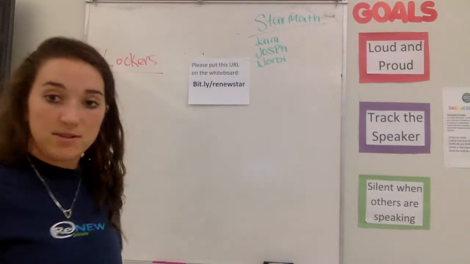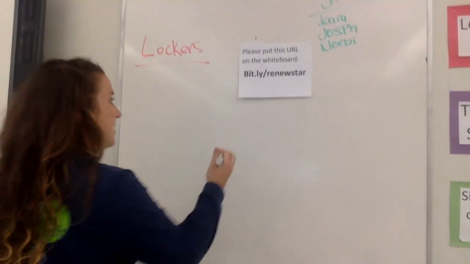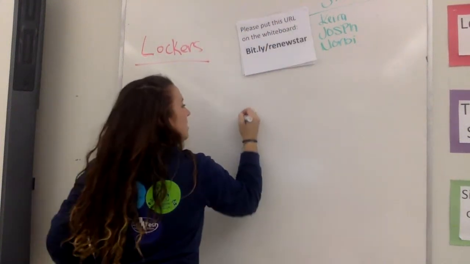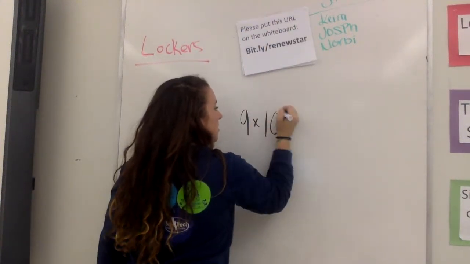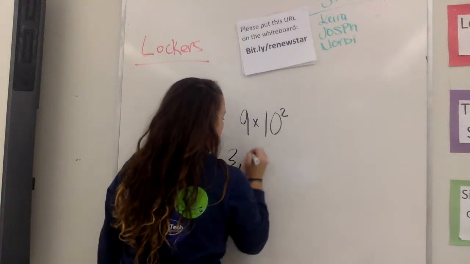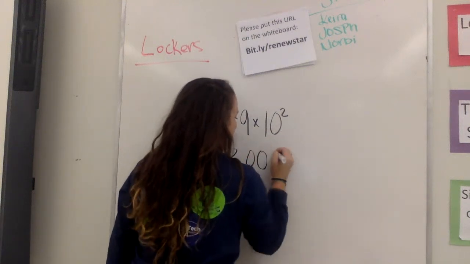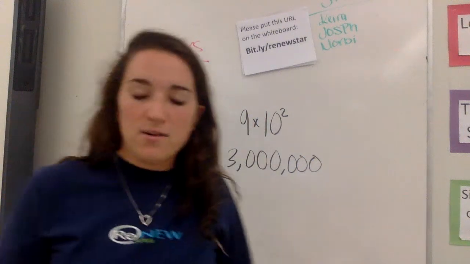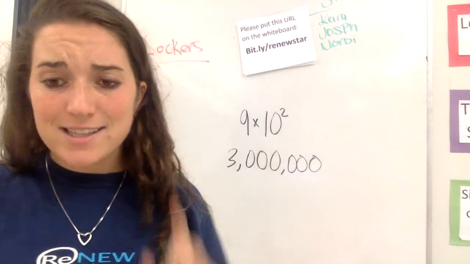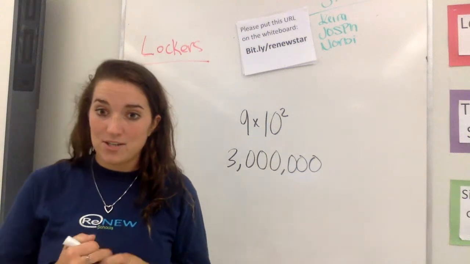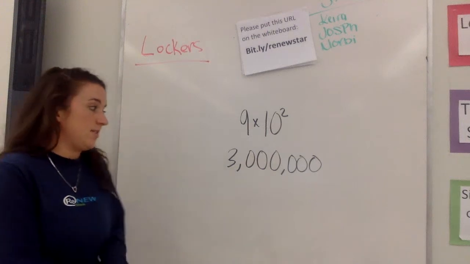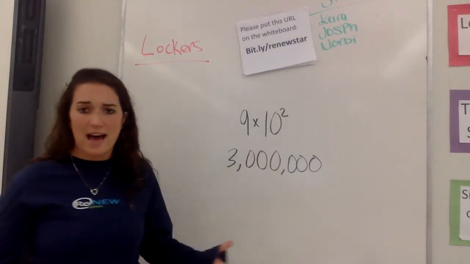So I have two numbers that I'm comparing right here. I have 9 times 10 squared, and then I have 3 million. So before I can even compare these numbers, I need to write them in the same form. I think it's easier to compare in scientific notation, so I'm going to convert this second one to scientific notation. How do I do that?